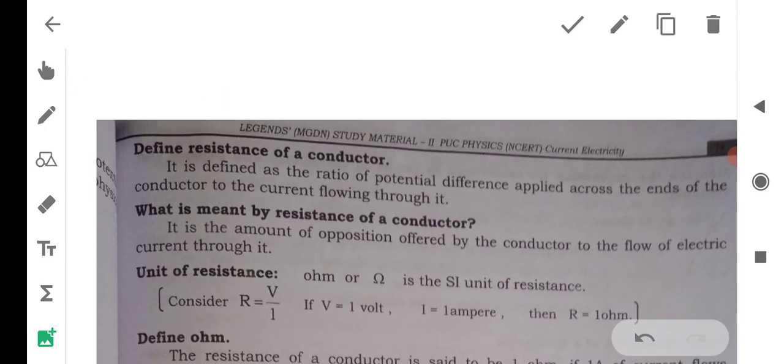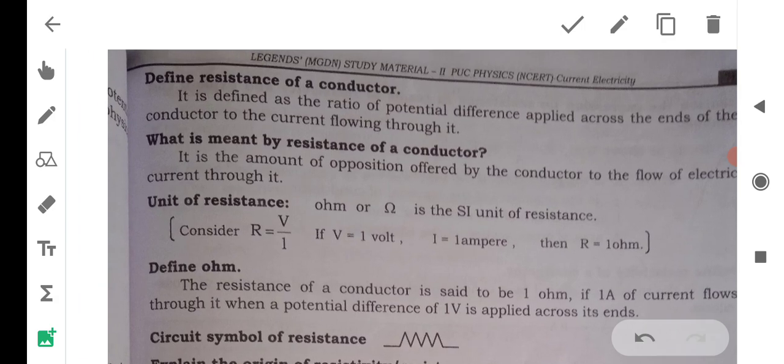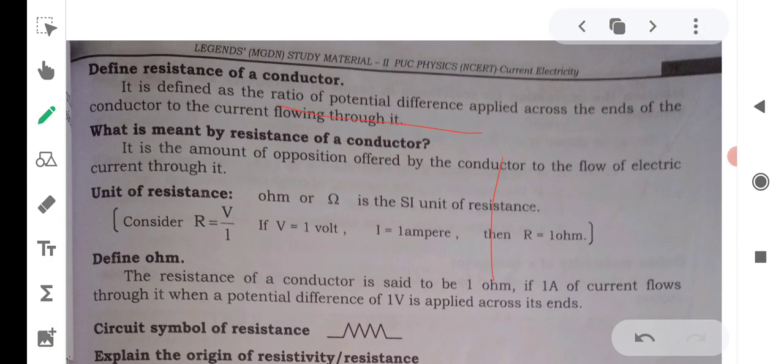Now students, we will discuss the definition of resistance of a conductor. It is defined as the ratio of potential difference applied across the ends of the conductor to the current flowing through it. It's very simple: R equal to V divided by I. This ratio of V divided by I gives the resistance of a conductor. Now, one more definition is there.